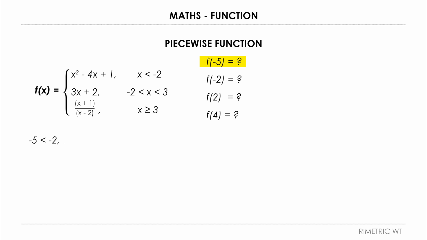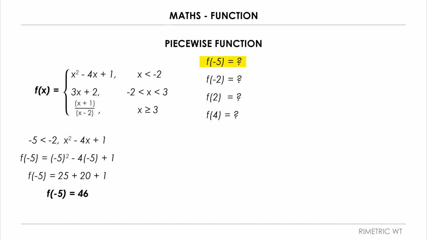Since -5 is less than -2, we use the quadratic expression, x squared minus 4x plus 1. Substituting -5 for x, we get -5 squared minus 4 times -5 plus 1. Now let's simplify. -5 squared equals 25, and -4 times -5 equals 20. Adding everything together, we have 25 plus 20 plus 1, which equals 46. Therefore, f of -5 equals 46.